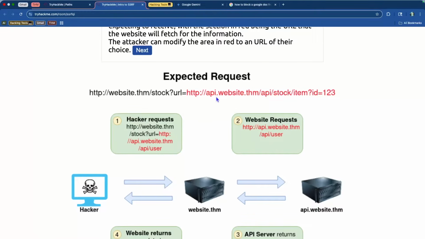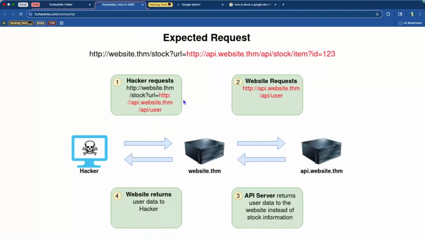But what we're doing is pulling this ID from the API of the website.thm server, and then feeding it into the original domain that made that request. That's what the expected request is supposed to look like.